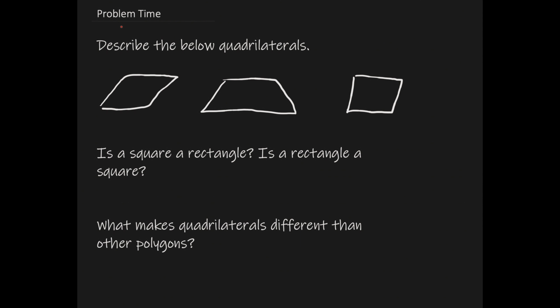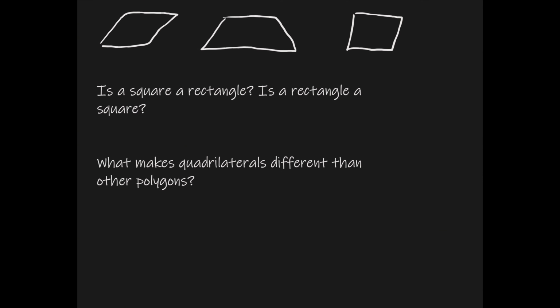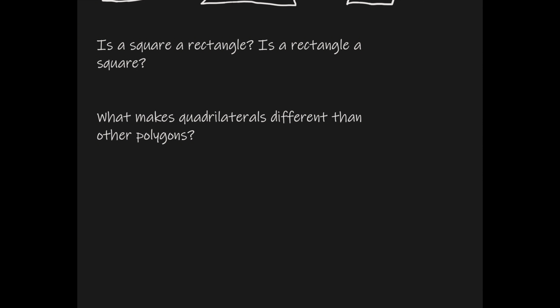Okay, there's only going to be 3 questions today. Number 1 is describe the below quadrilaterals. Number 2 is a square rectangle. Is a rectangle a square? Number 3, what makes quadrilaterals different than other polygons? Okay, and you know what? I'm going to add a bonus one here, just for fun.